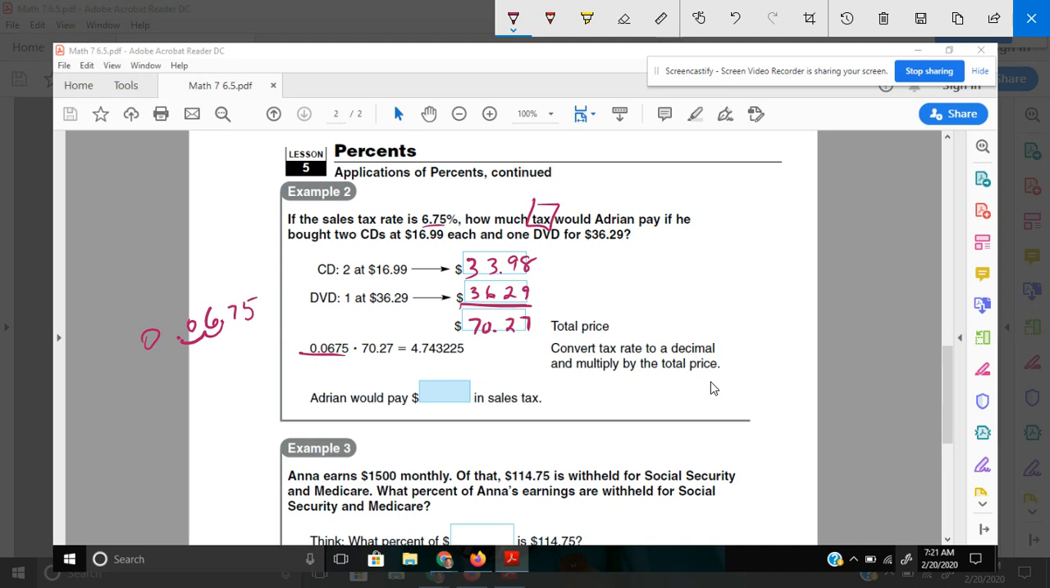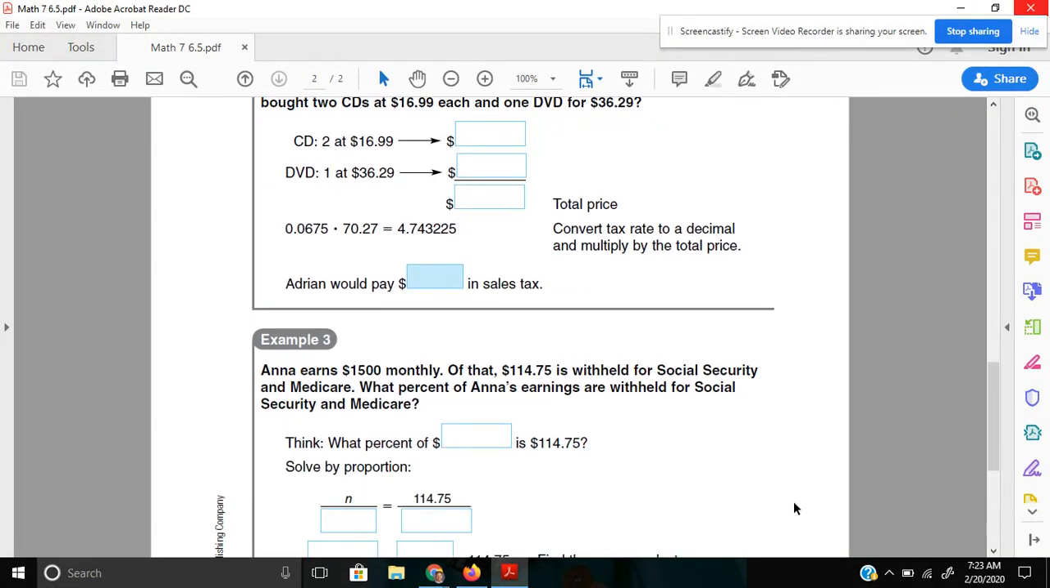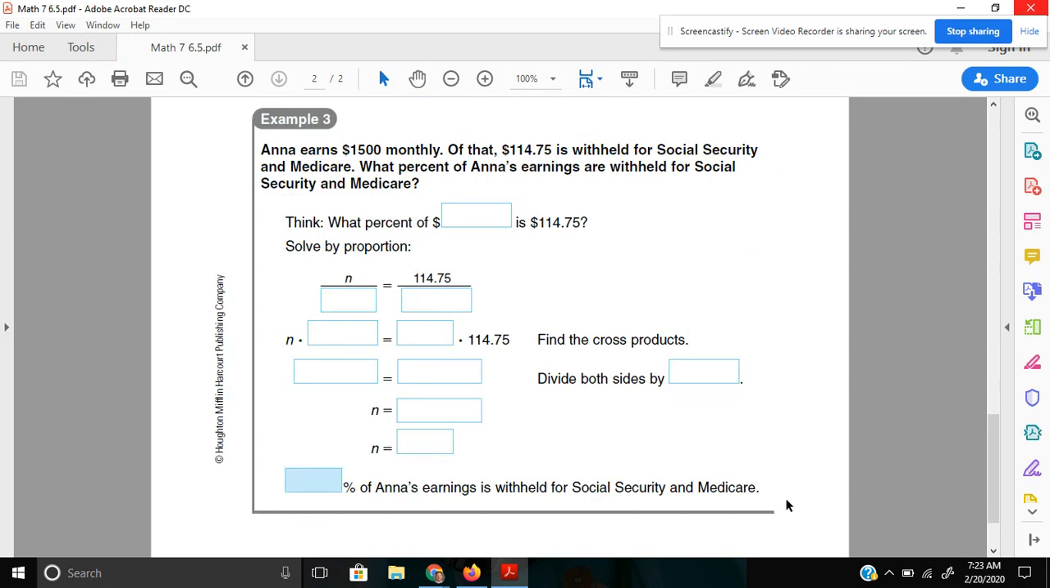And we don't need all these other numbers in the back, because when we're talking about money, we're just going up to the hundredths place. So Adrian would pay $4.74 in sales tax. Now to find the total he paid, you'd take this sales tax and add it to the total price. But it doesn't ask for that, it just asks for how much tax would he pay. All right, on to the last example.